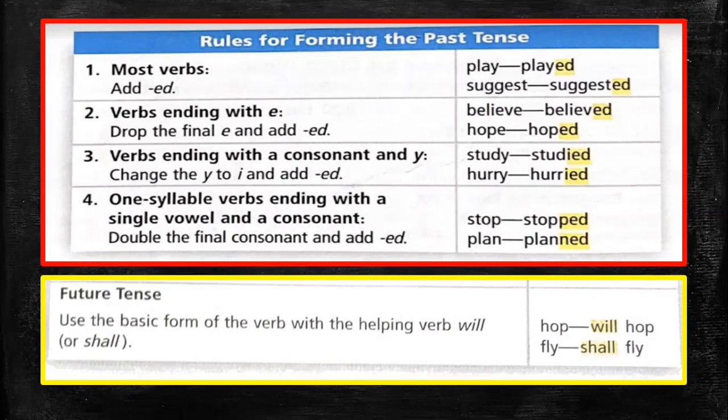Okay, so there are four rules that we have to learn, and I want you to pause the video right now, and I want you to copy these rules for forming the past tense, and I also want you to copy the yellow rectangle that talks about the future tense.